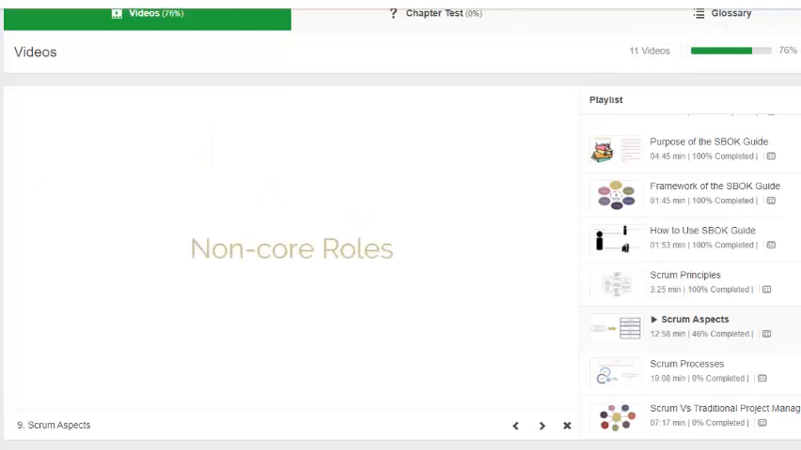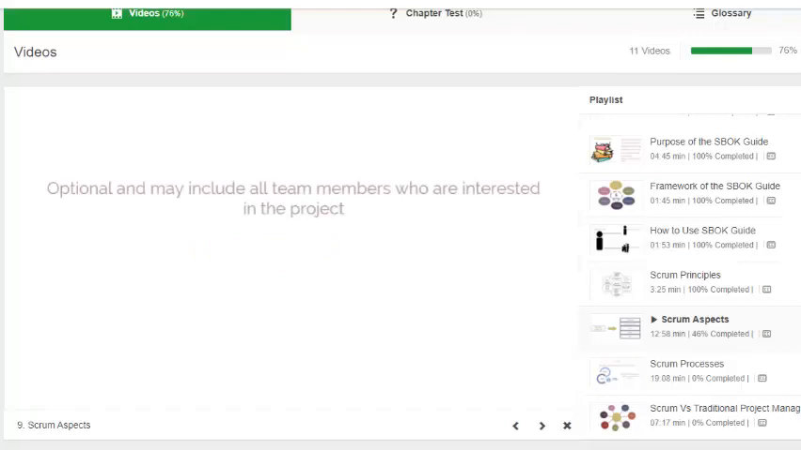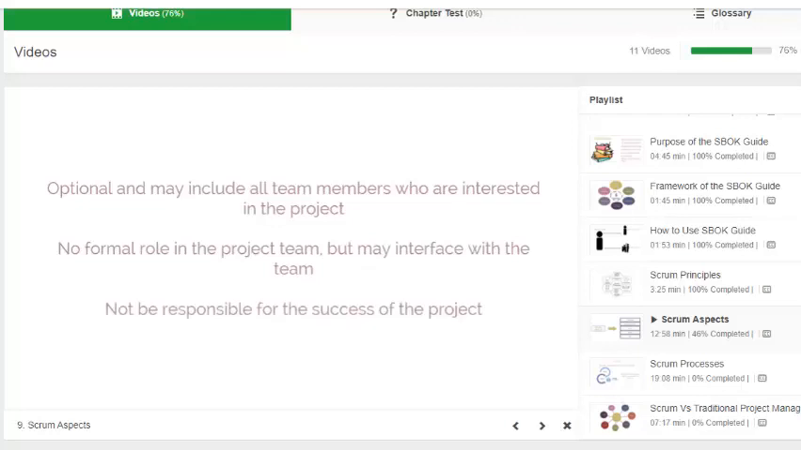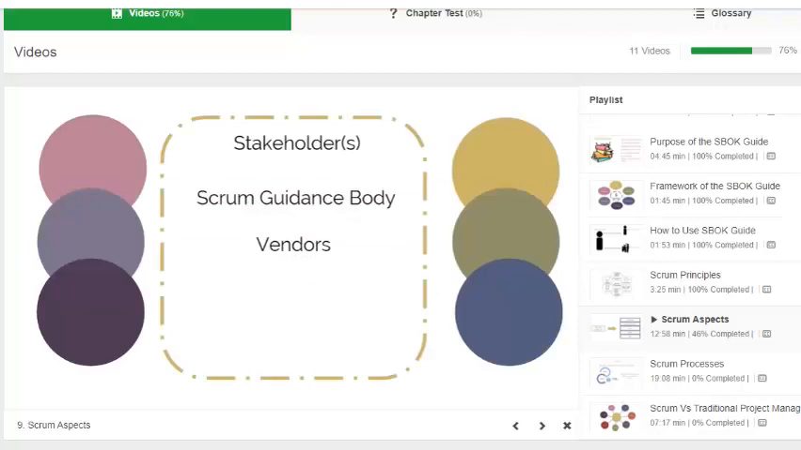Now, let's take a closer look at the non-core roles. The non-core roles are optional and may include all team members who are interested in the project. They have no formal role in the project team, but they may interface with the team. However, they may not be responsible for the success of the project. The non-core roles should be taken into account in any Scrum project. So, who is involved in non-core roles? Stakeholders, the Scrum guidance body, and the vendors. Let's meet these people one by one.